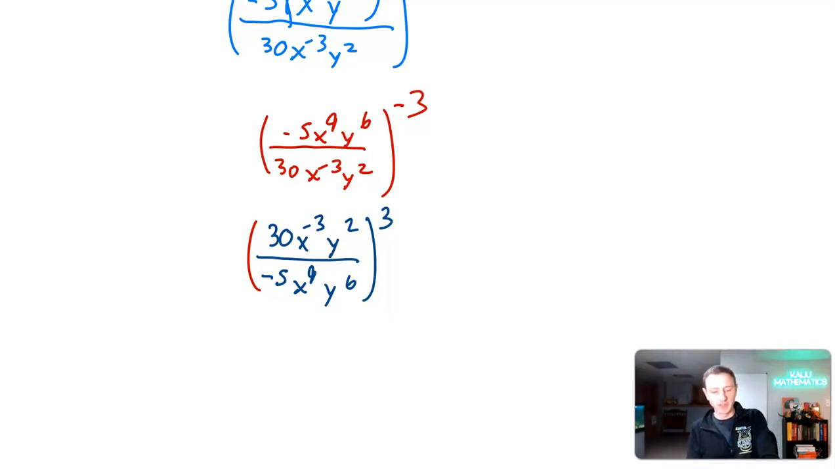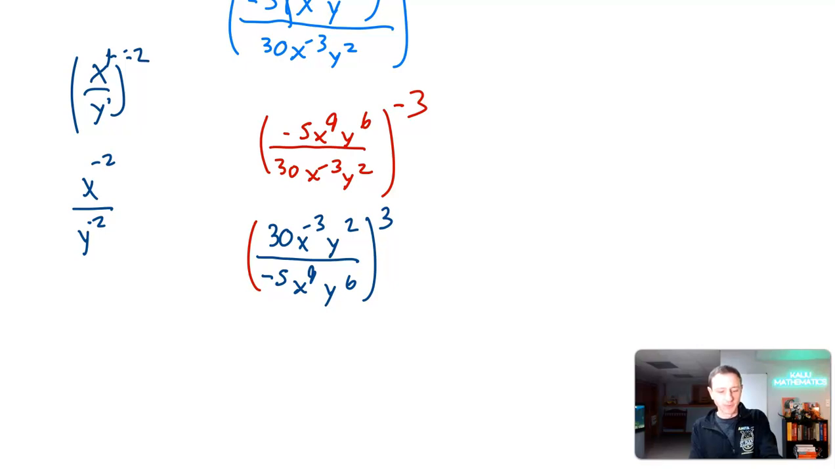The reason being, without getting into a whole thing here, let's say I had x over y being raised to the negative 2. The reason I could just flip the fraction and make that positive is this. If I were to take the power to a power here, this would be x to the negative 2, because this is 1 times negative 2. And then this would be y to the negative 2, because this is 1 times negative 2.